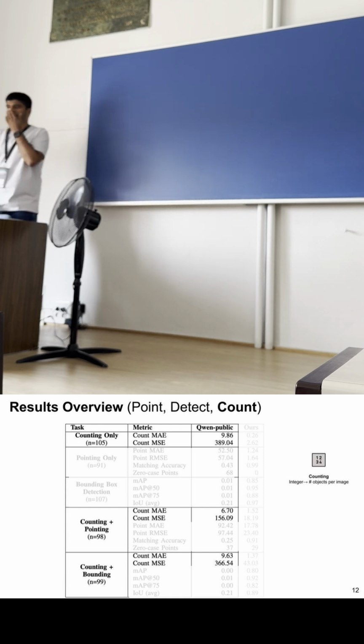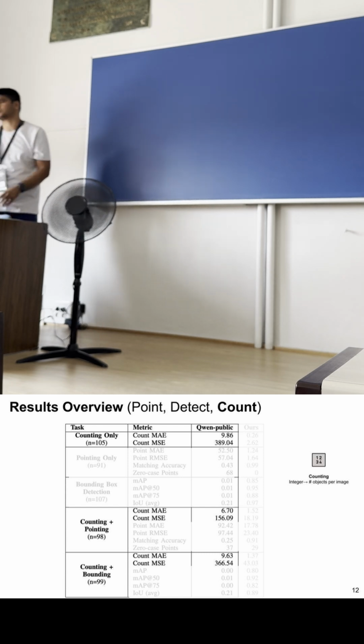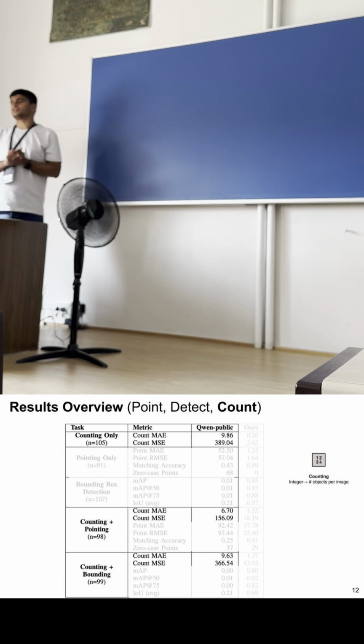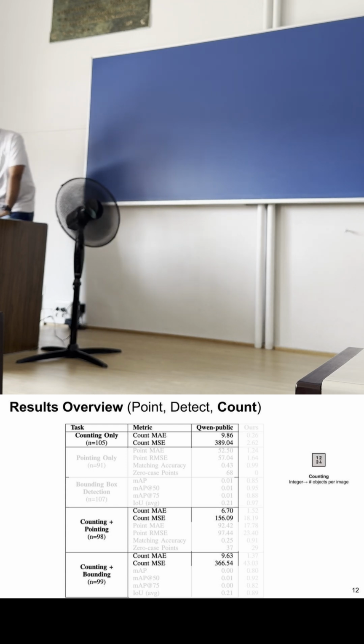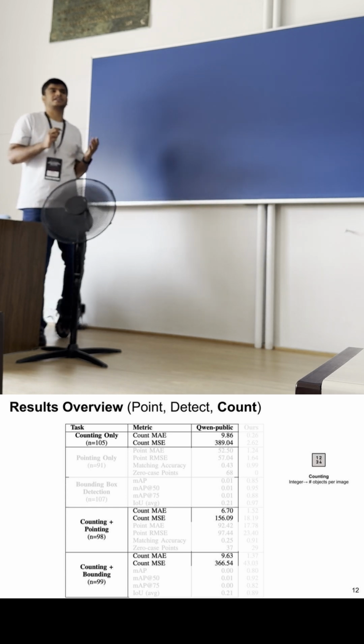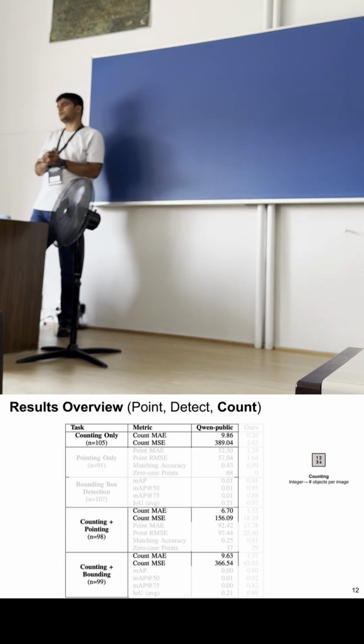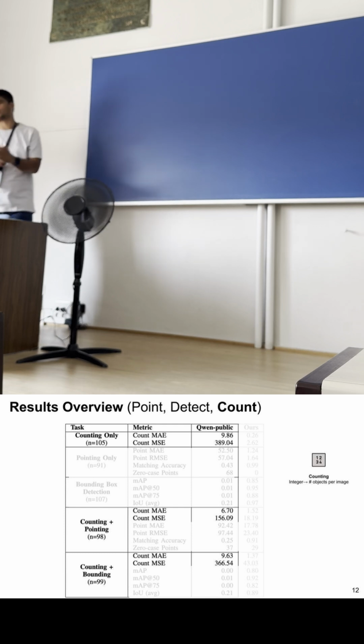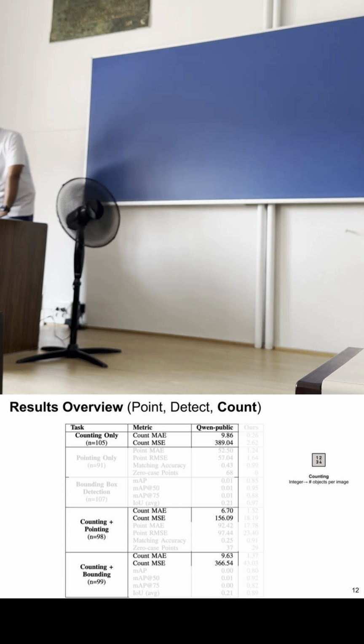This is the public checkpoint that Alibaba research released, so it is not fine tuned. If you try this public checkpoint, you get around 9 MAE with just the counting task. So if you just ask it to count, it will have some errors. You can see the magnitude of this error. But if you combine two tasks at once, for example, if you ask it to count and to point at once in a single prompt, then it will give you two answers at once, and the error in counting will be around 6. So as you can see, the error is reducing here.